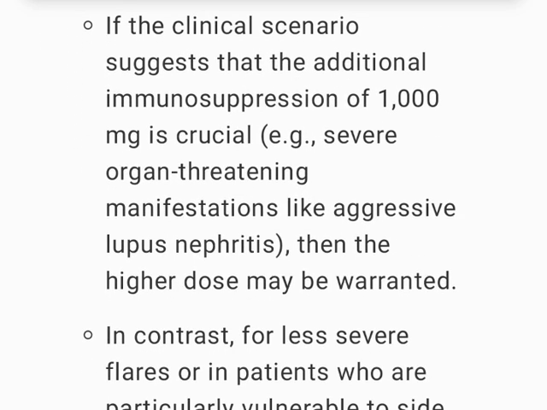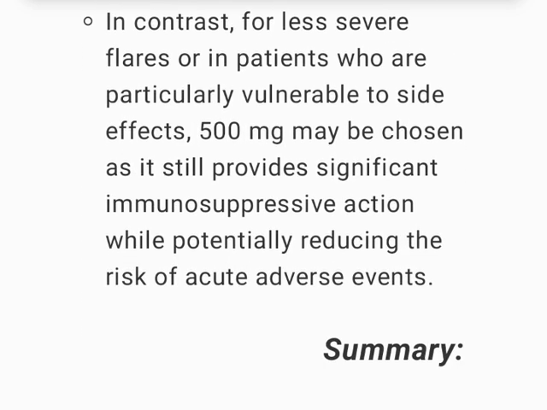If the clinical scenario suggests that the additional immunosuppression of 1,000 milligrams is crucial, e.g., severe organ-threatening manifestations like aggressive lupus nephritis, then the higher dose may be warranted. In contrast, for less severe flares or in patients who are particularly vulnerable to side effects, 500 milligrams may be chosen as it still provides significant immunosuppressive action while potentially reducing the risk of acute adverse events.